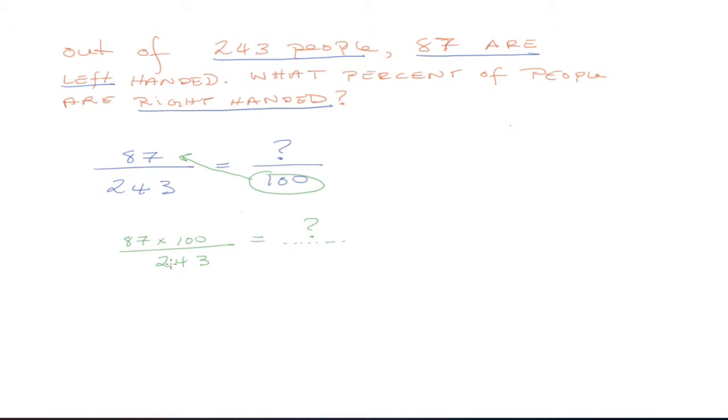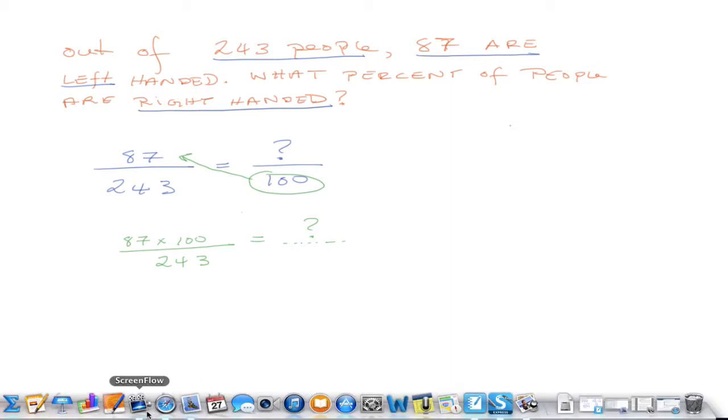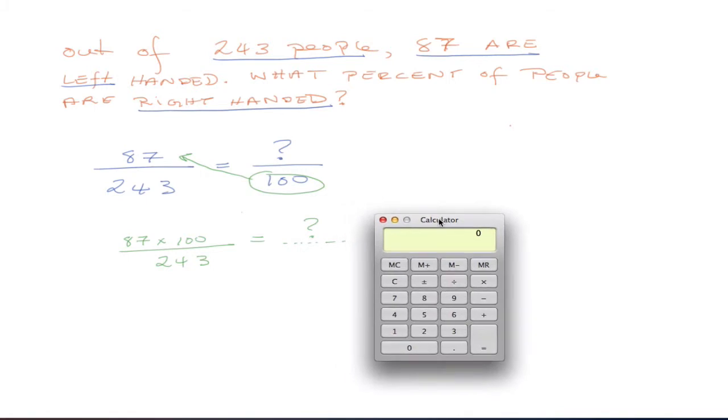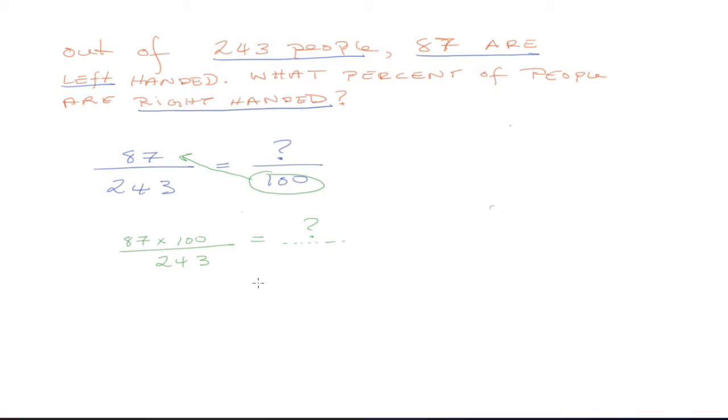Now let's take out the calculator and find out what 87 times 100 divided by 243 is. So the calculator, 87 times 100 divided by 243 equals 35.8. So let's write that down. This is equal to 35.8%. Why percent? Because this is the question mark.